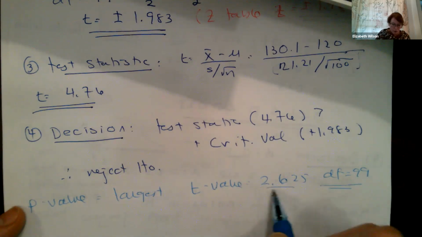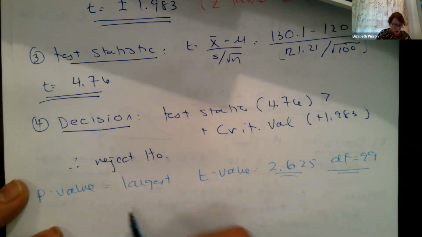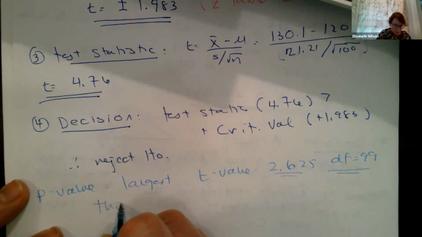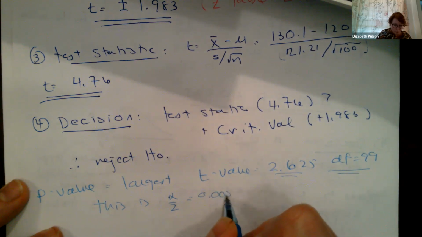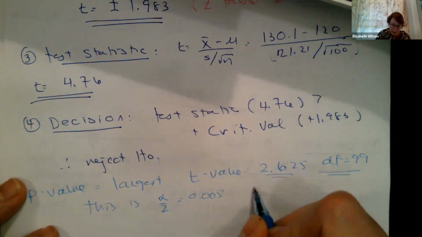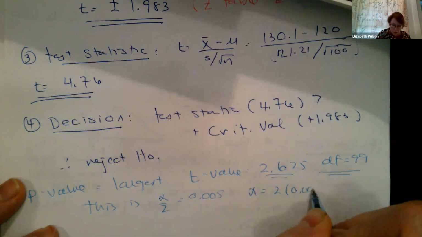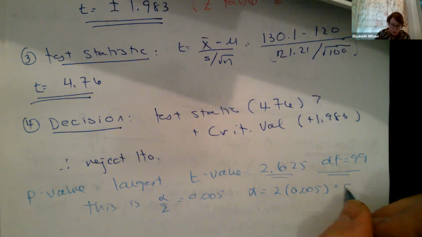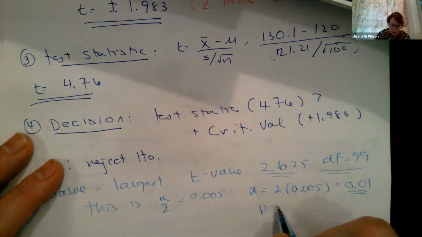Let's write that out, because this is a two-tailed test. So this is alpha over 2, which is 0.005. To find alpha, I have to multiply that by 2. So this is 2 times 0.005, which gives me 0.01. This defines our p-value.